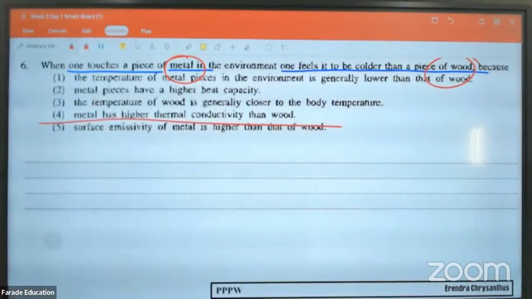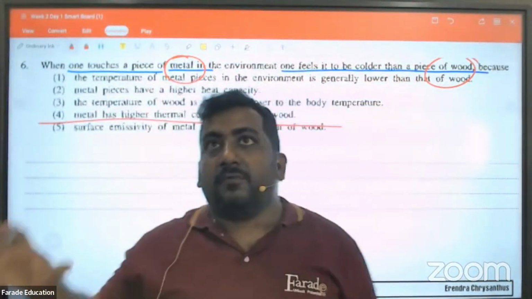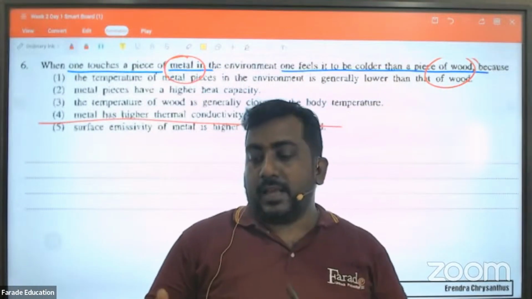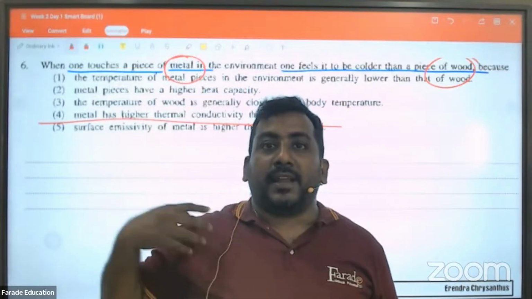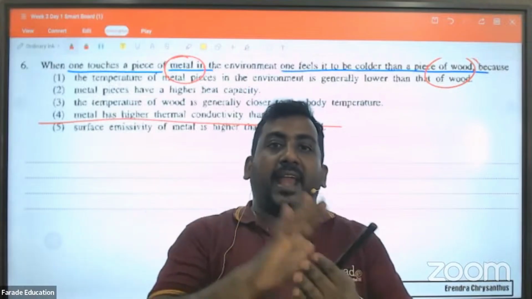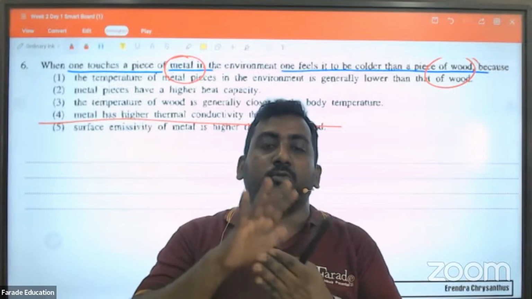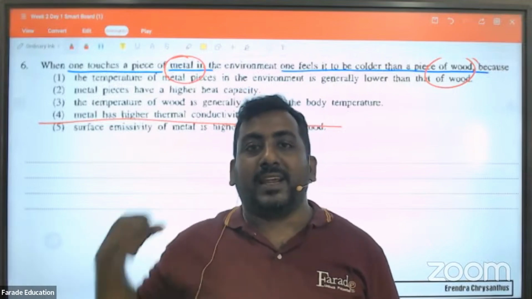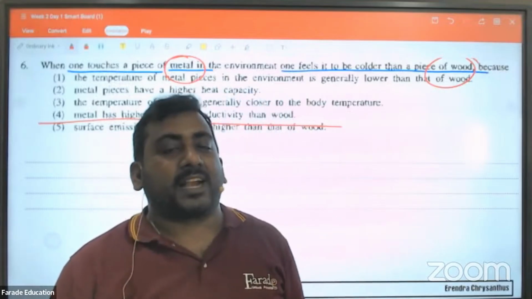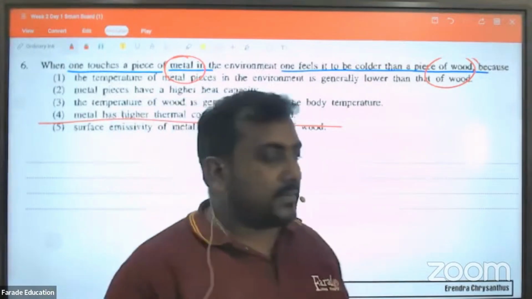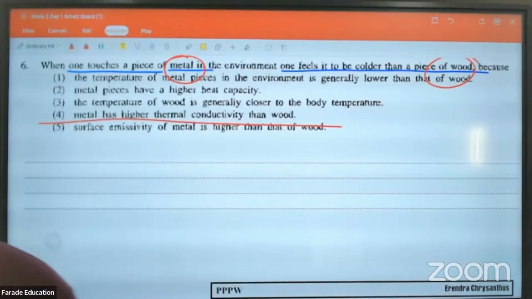Answer number 4. Why is that? Metal has high thermal conductivity. When you touch the metal, heat from your body quickly goes through the metal. When heat leaves your hand, you will feel what? Lower temperature. You will feel much cooler. So heat is going out from your body. That is why, because of thermal conductivity, you feel it much cooler. That is the small sentence there.